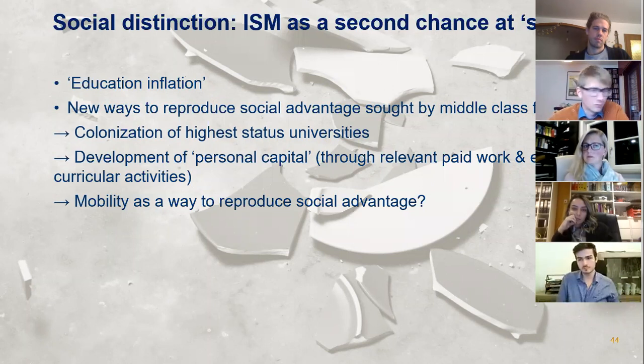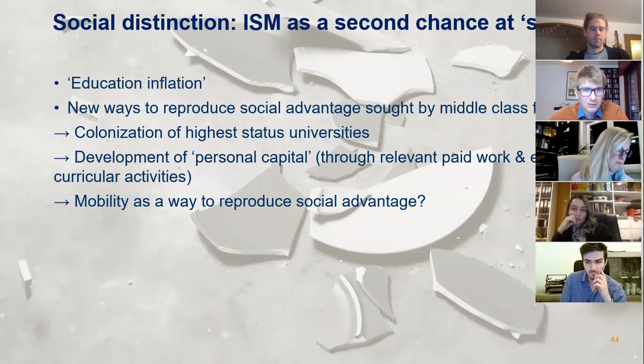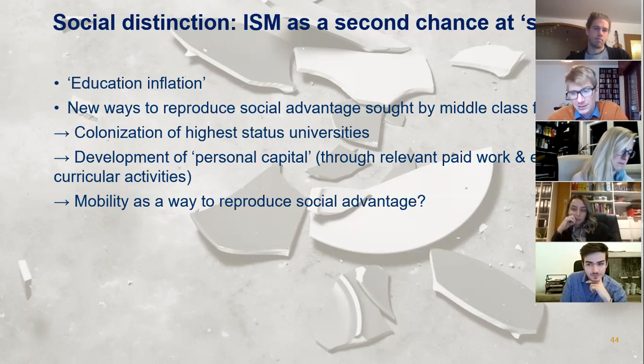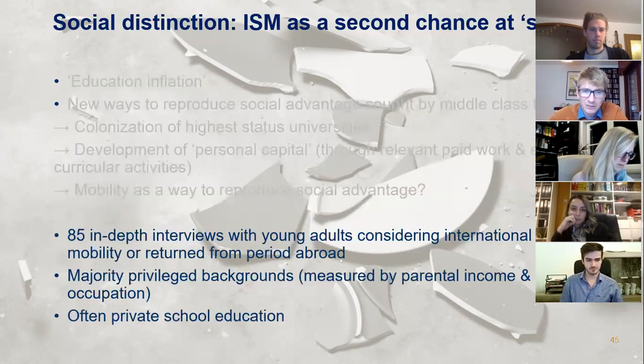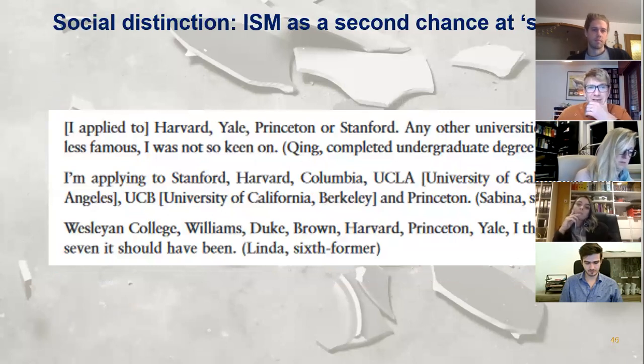So either they can go to Yale or Berkeley, Cambridge, so the high status universities. But that is not always possible for people from the higher socioeconomic classes neither, right? Because there are very strict entrance criteria. And what if you do not enter such an institution? And so they did 85 in-depth interviews with young adults from a privileged background who very often had private school education to investigate, like, is mobility one of the ways to pursue this distinction?